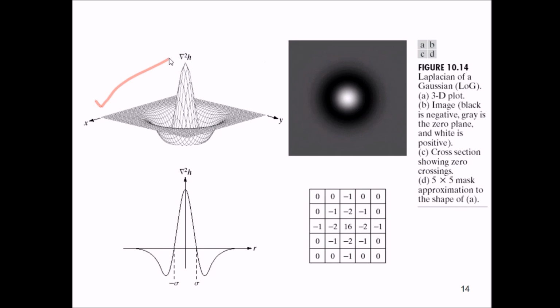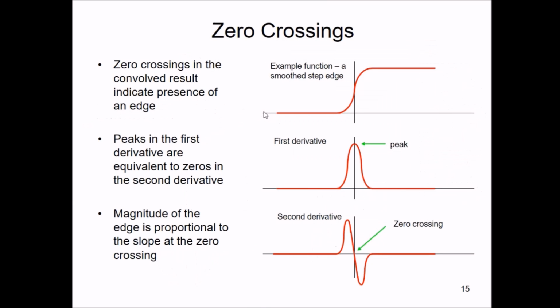I'm trying to depict the Laplacian of Gaussian. This is a 3D plot. This is the image. Black is negative, gray is the zero plane, and white is positive. And this C is the cross section showing zero crossings. These are the zero crossings, and this is the 5 by 5 mask approximation to the shape of A. This shape. This is the 5 by 5 approximation.